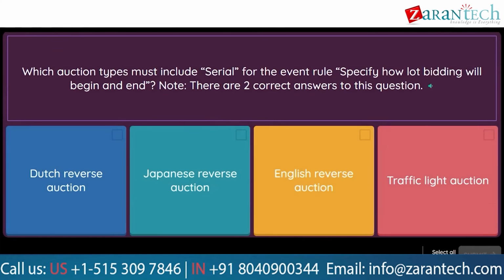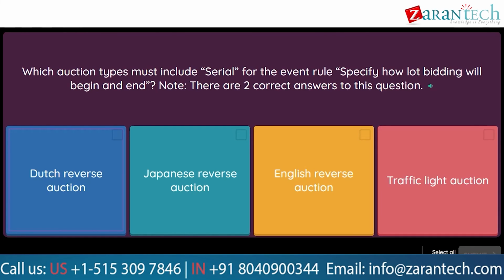Question: which auction types must include serial for the event rule? Specify how lot bidding will begin and end. Note: there are two correct answers to this question. Option 1 Dutch reverse auction. Option 2 Japanese reverse auction. Option 3 English reverse auction. Option 4 Traffic light auction.